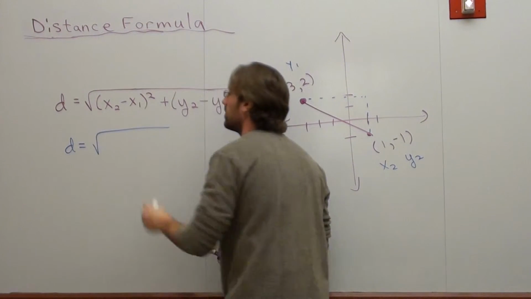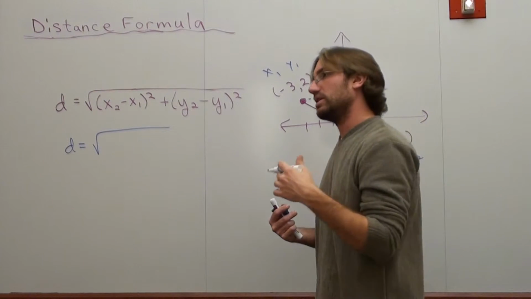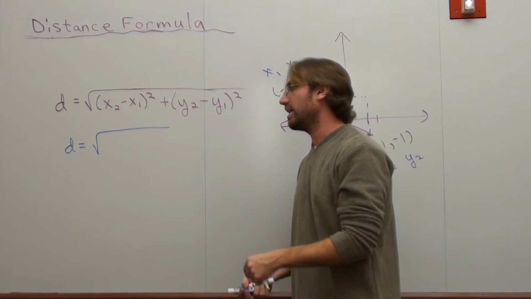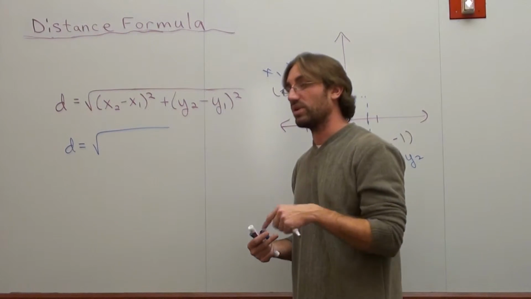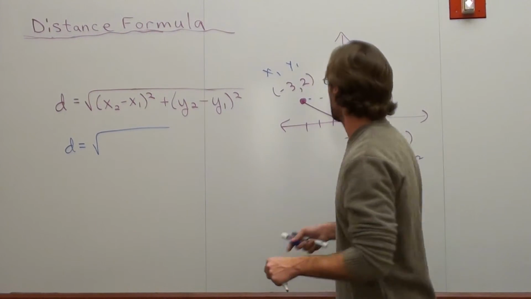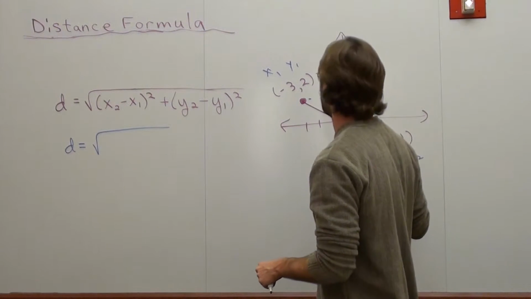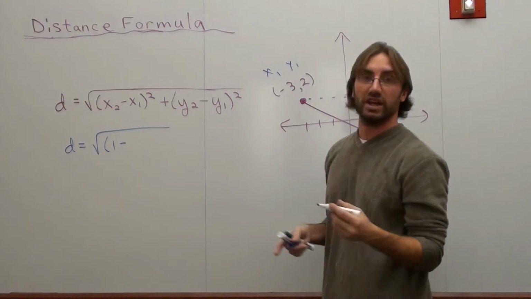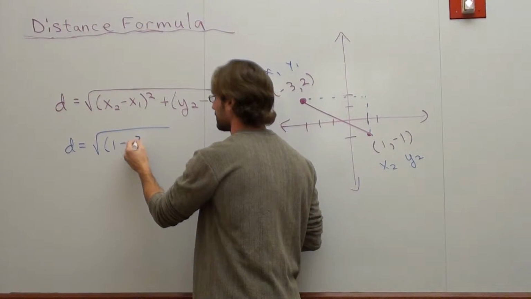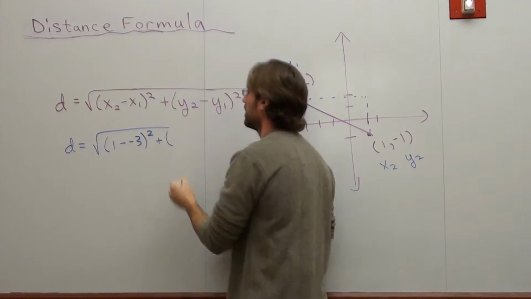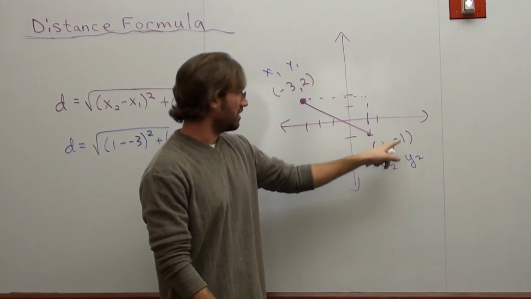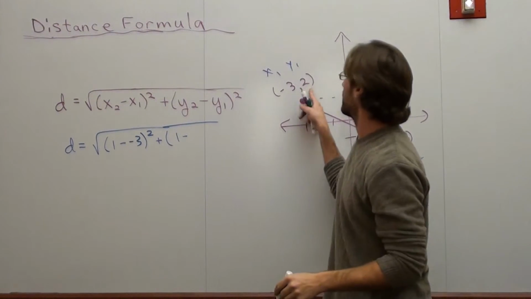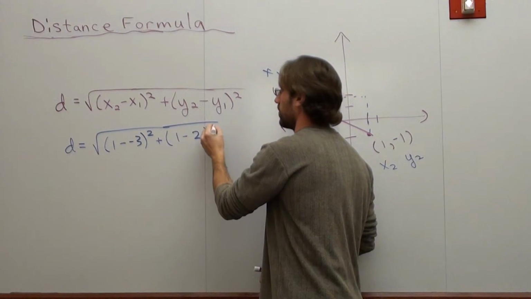So distance equals, now students tend to have a little bit of difficulty with this because they substitute into their calculator wrong. As I said, I prefer you not using a calculator, but if you really feel you need it, then make sure you do it right. So x sub 2 is 1, then it's subtracted by x sub 1, which is negative 3, squared, plus y sub 2 is negative 1, subtracted y sub 1 is 2, it's all squared.